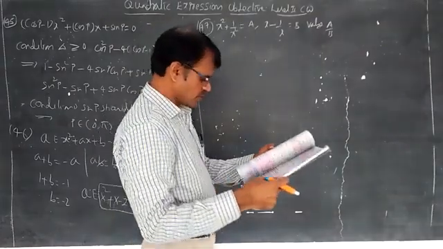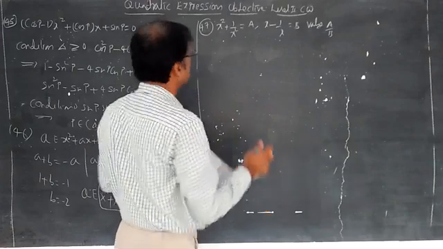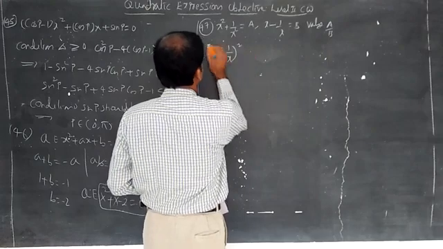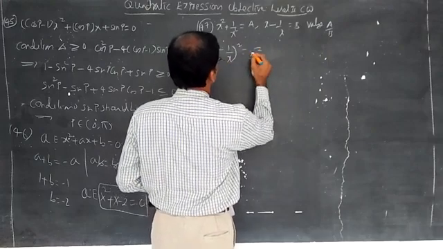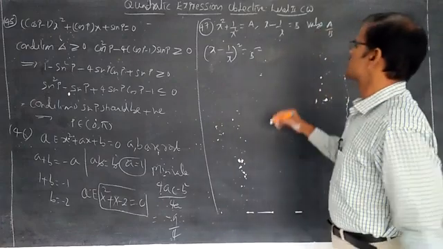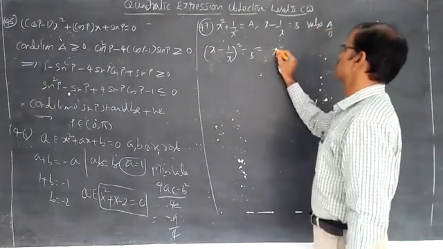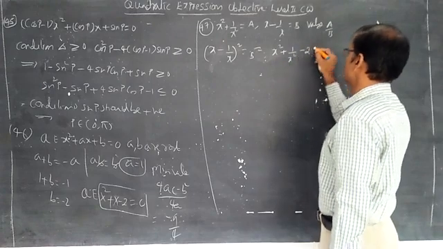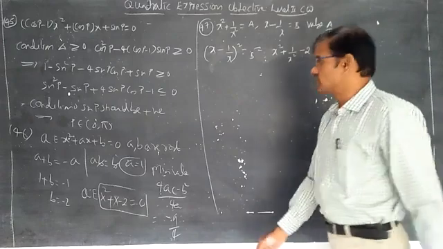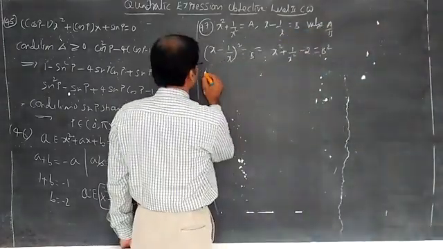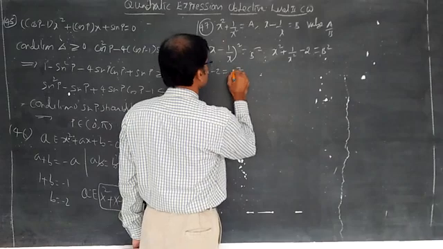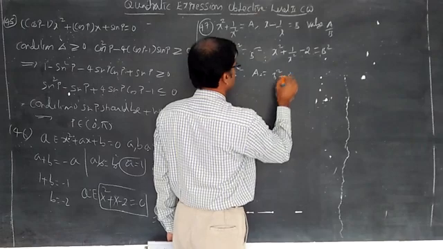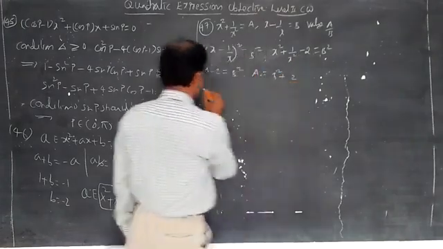Once again I can do. x square plus 1 by x square is equal to a, and x minus 1 by x is equal to b. x minus 1 by x whole square is equal to b square. So x square plus 1 by x square minus 2 is equal to b square, which is a minus 2 is equal to b square. So a is equal to b square plus 2.